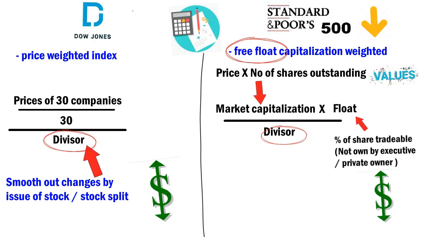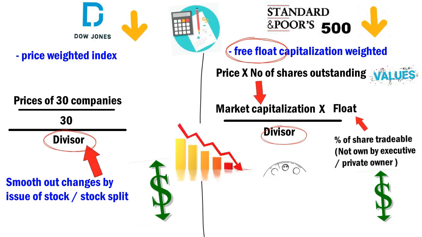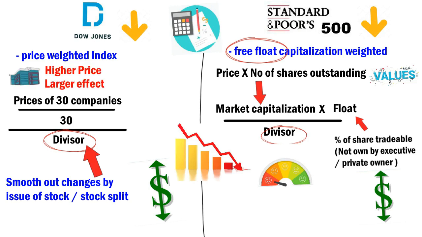If the S&P and Dow drop, it simply means the stock price of certain companies is going down and the market is performing badly. In Dow, the company with a higher price will have a larger effect on the movement of Dow. For S&P, it is the market cap. The company with a larger market cap will have a larger effect on the movement.